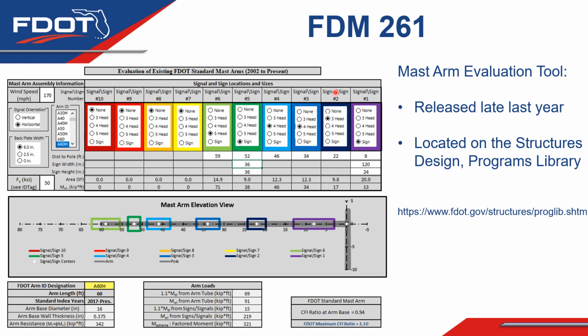Then you can fill out this table with the locations and information about the attachments. What it does is analyze the information and tell you what the CFI ratio is. The FDOT maximum CFI ratio is 1.10. Now, if it's a non-standard mast arm, it will change it to a percentage calculation. So please check this new tool out.